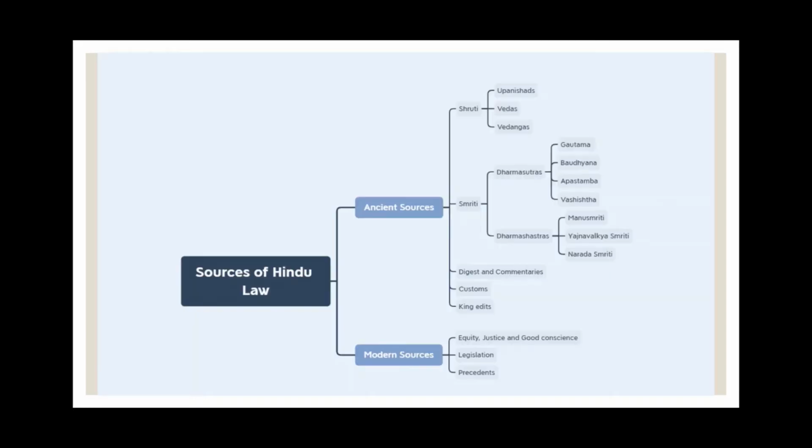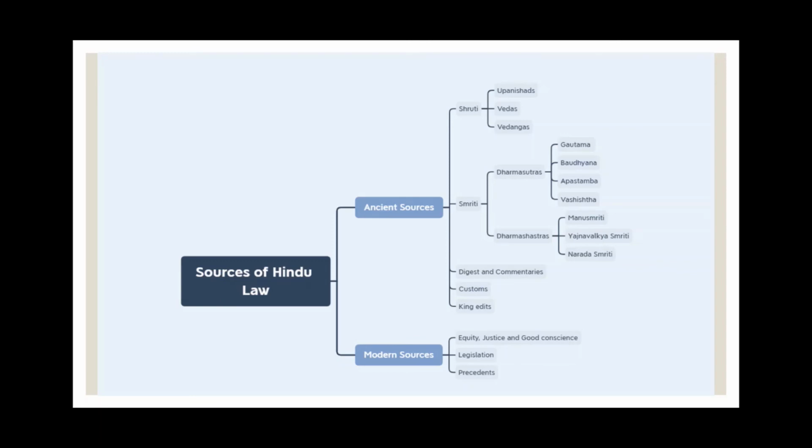To have a quick recap of what we have learned till now, I have made us a flowchart. Sources of Hindu law have been divided into two, ancient sources and modern sources. Ancient sources are further divided into 5 types: Shruti, Smriti, digest and commentaries, customs, king edicts. Shrutis have been divided into Upanishad, Vedas and Vedangas. Smritis have been divided into early Smritis, Dharmasutras, and later Smritis, Dharmashastras, which have been further divided into following categories.